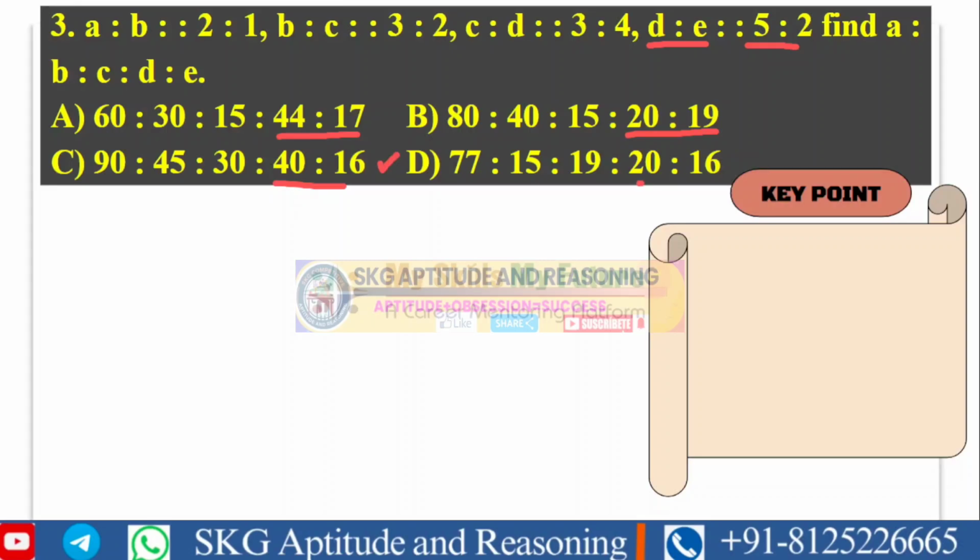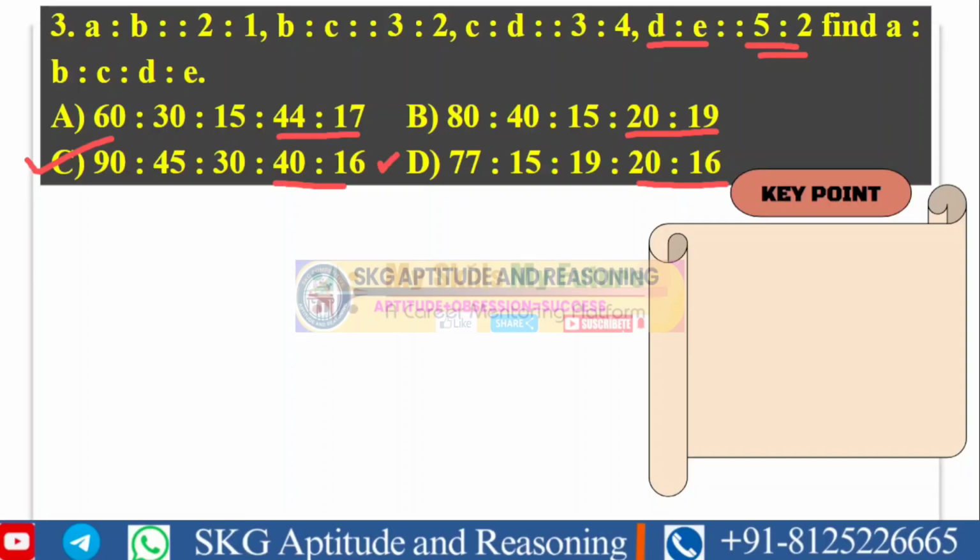Let's also check option D. If I eliminate the common number 4, 4 fives and 4 fours, here I'm getting a 5 is to 4 ratio, but I need the ratio 5 is to 2. So my answer is directly option C without solving anything. If you go like this, you will get the answer within a fraction of seconds.